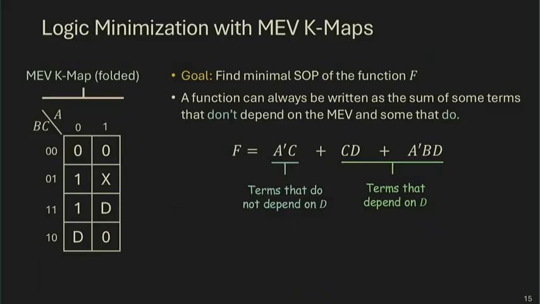All right. So the goal is to find the minimal SOP of a function from this K-map. And one thing that is worth pondering is that the function can always be written as a sum of terms. Some of these terms will not depend on that map entered variable. Some of those terms will depend on the map entered variable. We can always decompose a function into those 2 classes of terms. Sometimes maybe all of the terms depend on D. Sometimes maybe all of the terms do not depend on D. But we can always categorize the implicants into these two categories. These two categories cover all possible implicants with D or without that additional variable.